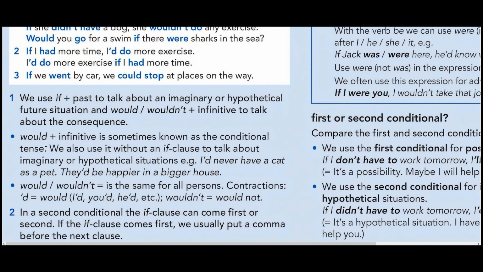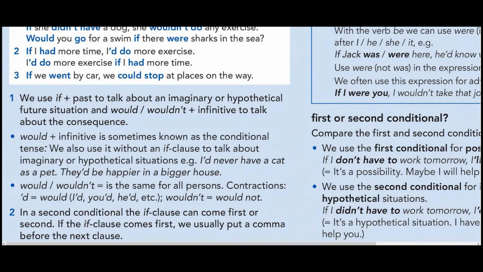Мы также можем использовать это все без if clause, это имеется в виду без вот этой части предложения с if. Просто чтобы говорить про какие-то воображаемые или гипотетические ситуации. Например, I would never have a cat as a pet. То есть, возможно, у меня никогда не будет кошки в качестве питомца. Или they would be happier in a bigger house. То есть они были бы счастливее в большом доме. То есть не обязательно if здесь даже использовать.